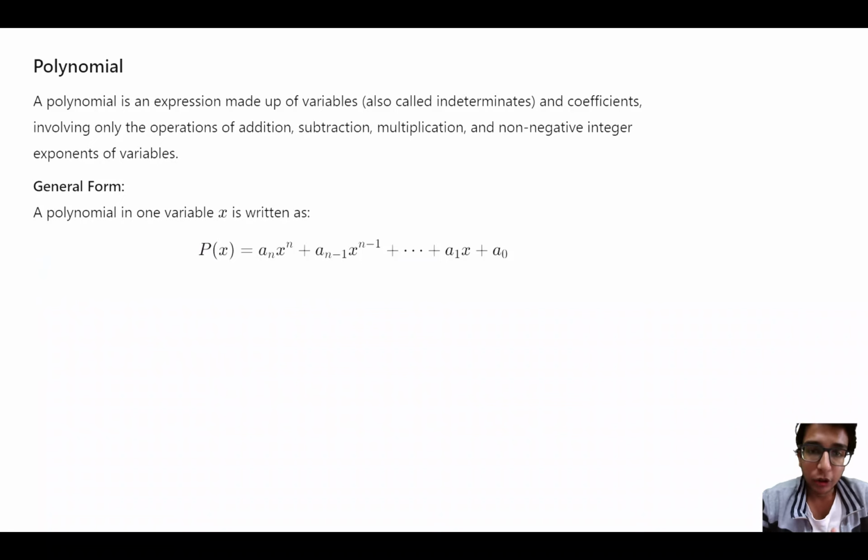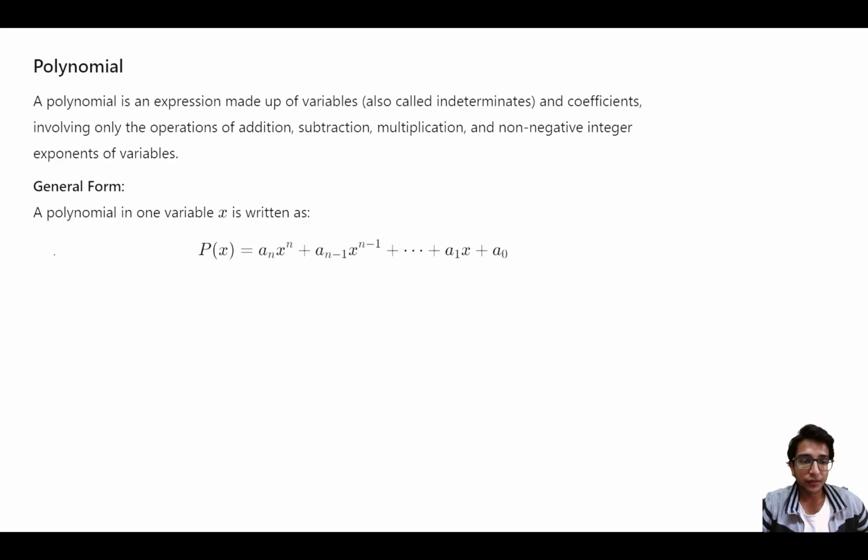Now talking about polynomials, again, a polynomial is an expression which is made up of variables and coefficients involving only addition, subtraction, multiplication of constants in it. Now those constants can be either positive or negative. Now if we look at the general form of a polynomial, it is shown in this format. We will study polynomials in detail when we study quadratic equations, which is the chapter right after this. There you will see the basic classifications of polynomials.